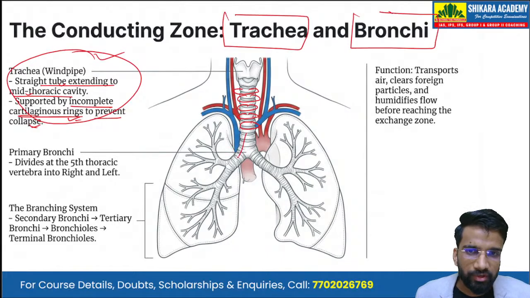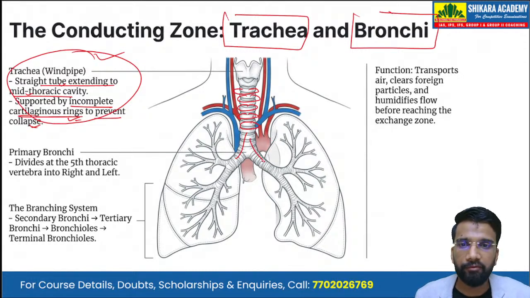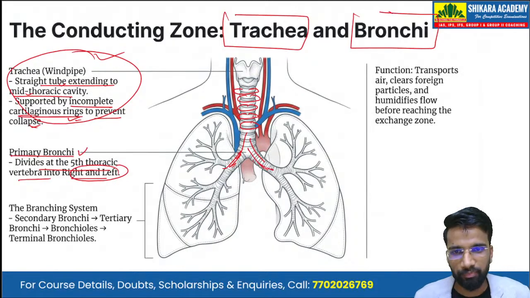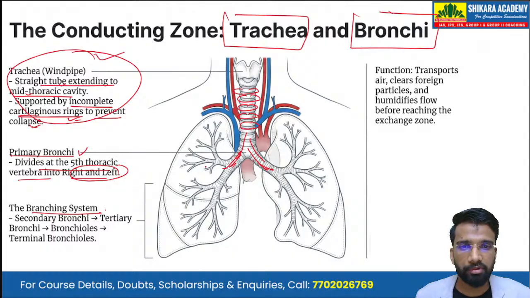Then the trachea, or the windpipe, bifurcates into the primary bronchi. It branches into the primary bronchi and divides at the fifth thoracic vertebra into left as well as right. Then the branching system comes. We have the primary bronchi, then the secondary bronchi, then the tertiary bronchi, and finally the bronchioles, and ultimately the terminal bronchioles.